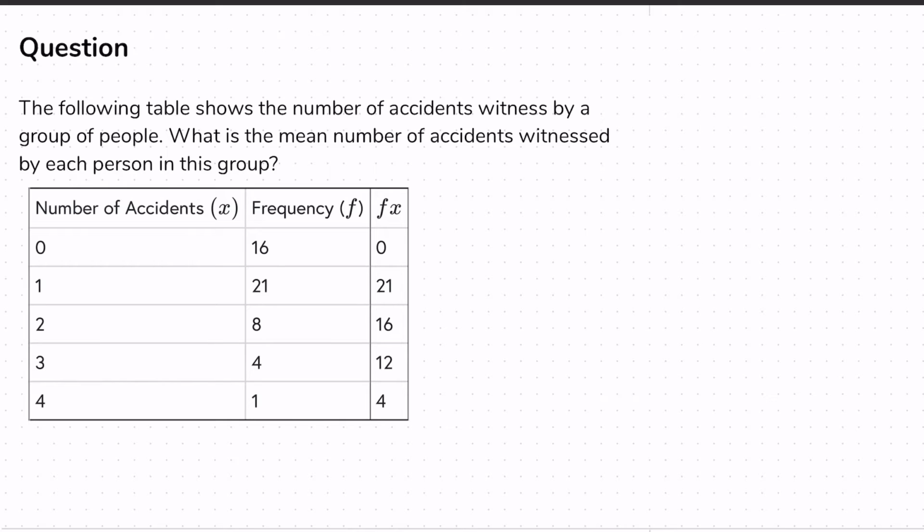Now, mean simply is what happens if I add up all of the values that I have and divide it by the number of values I have. However, it's slightly different when we're talking about group data. So what we're going to look at first is the general formula for doing so.